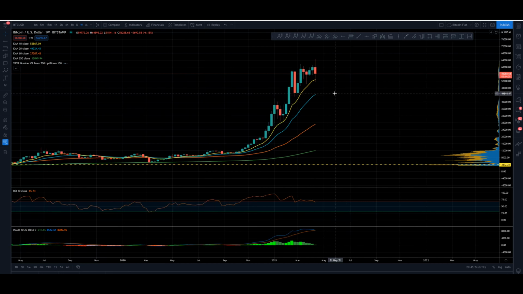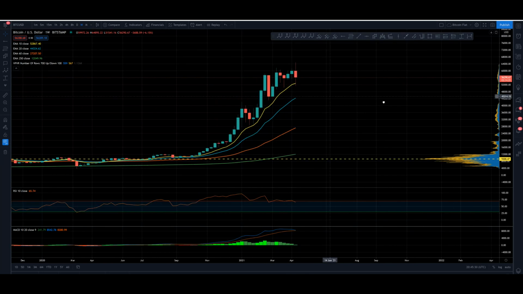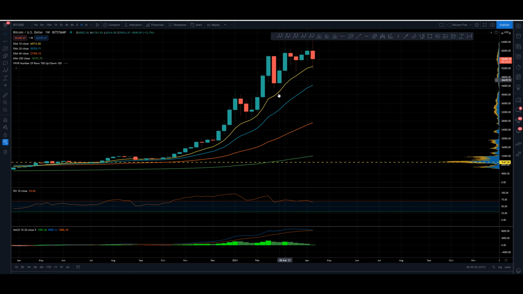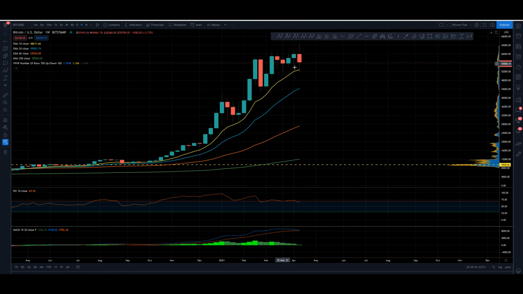Of course, it's not even Monday yet, but we can see that we've broken through. We've wicked through the 10 exponential moving average on the weekly time frame, and we haven't really done that since we got into this big move up. So yeah, first time we've broken major support, right? We're still above the 2016 250 on the weekly time frame.